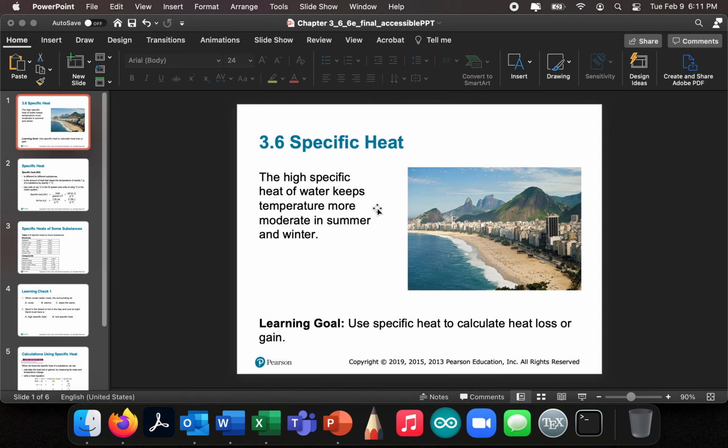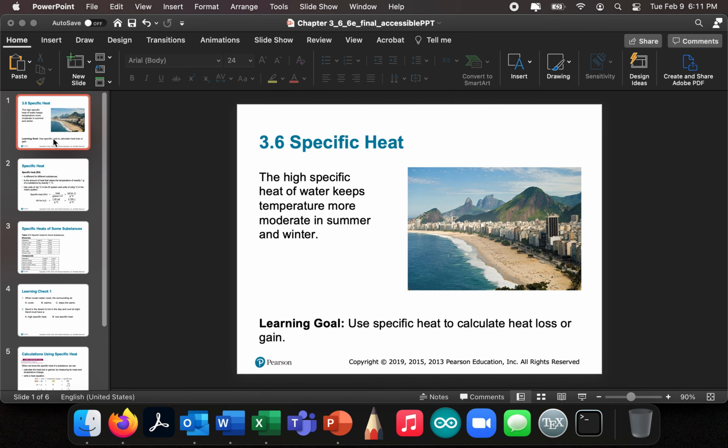So you find that towns on the coast have more moderate temperatures than towns that are inland because water is a great reservoir for heat. It can either offer heat if the air is too cold, or it can absorb heat if the air is too hot, right? So this is really nice.